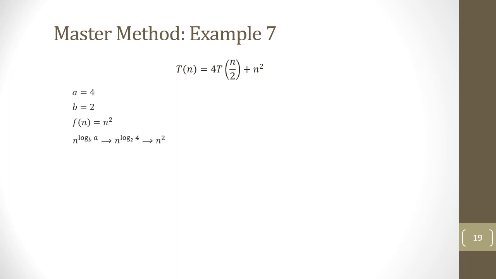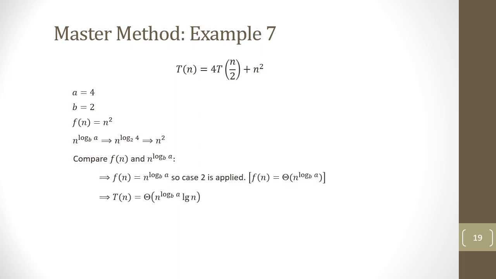For this example, A will be 4, B will be 2, f of n will be n square. N to the power of log base b of a will be n square. So if we compare f of n with n to the power of log base b of a, the growth of both of them are equal. So case 2 will be applied. So T of n is equal to theta of n to the power of log base b of a log n. So the solution to the following recurrence equation will be theta of n square log n.